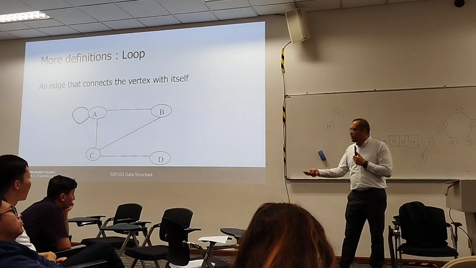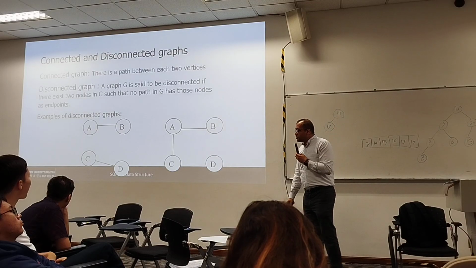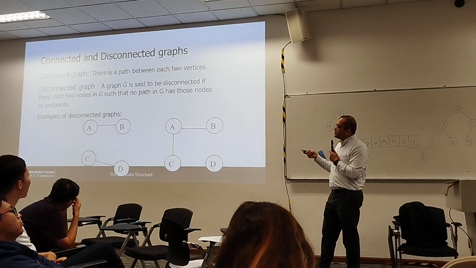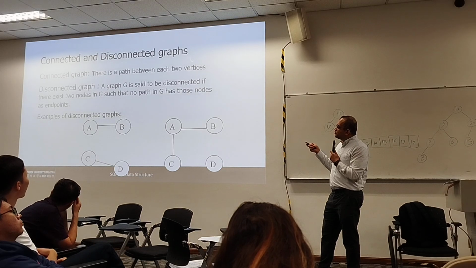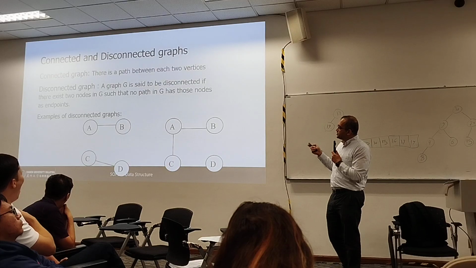But we hardly ever use this application. Connected and disconnected graph, maybe this is important. So in a connected graph, there is a path between two vertices, right? There is a path between any two vertices.